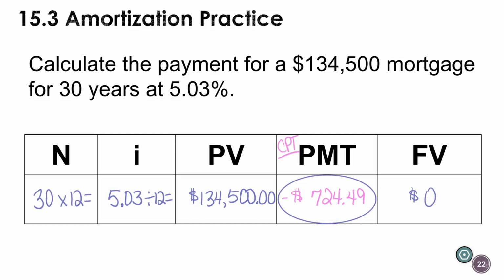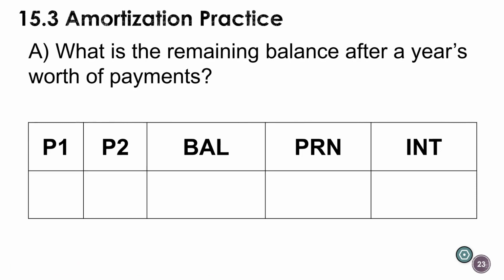for the next question. Okay, this one says, what is the remaining balance after a year's worth of payments? Okay, so if we're looking at a year's worth of payments, then that means we're going to put in payment 1, our beginning payment, through payment 12. We're looking at 12 payments. Now, we don't really need to list these two categories, and a lot of times whenever I'm filling out the charts, I may just have that empty.